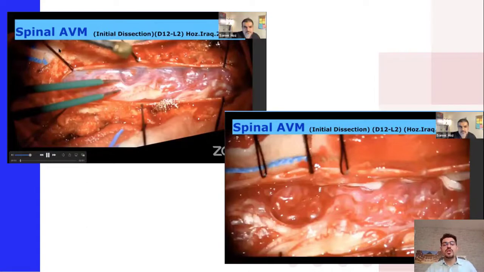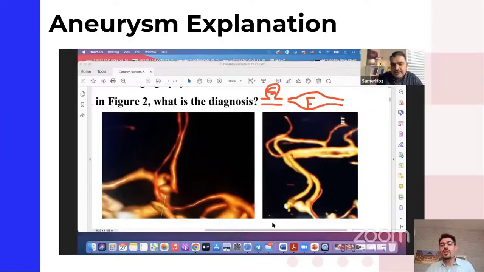He took us into the anatomy. He took us into the dissection, into the gross examination of the aneurysm, and then how to cure it. What are the principles of treatment for the surgery? In this case, Dr. Hoz just took us into explaining the aneurysm and what's the difference between the saccular and the fusiform. This patient has a fusiform aneurysm of the anterior communicating.